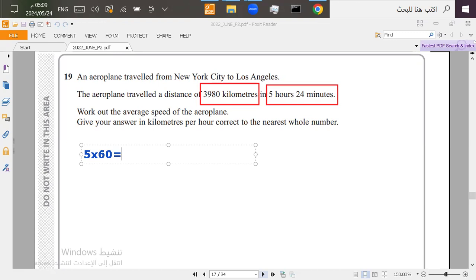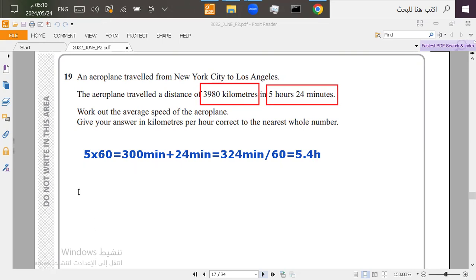So I'm going to turn the hours into minutes first. 5 times 60 is 300. So 300 minutes. Now I'm going to add them to the 24 minutes that we have, so I can get all of them in minutes. So it's going to be 324 minutes. Now the whole time that I have is 324 minutes. Now I'm going to turn it back into hours by dividing by 60. So 324 divided by 60. Now I got the time in hours. So it's going to be 5.4. So the time is 5.4 hours.